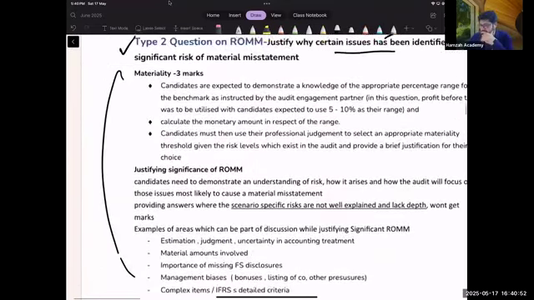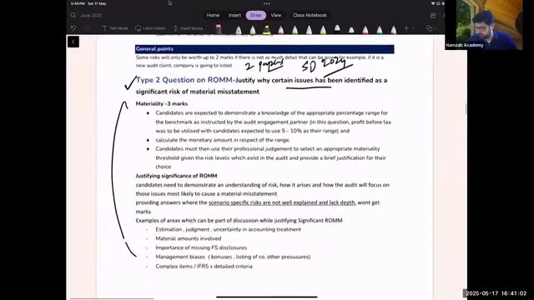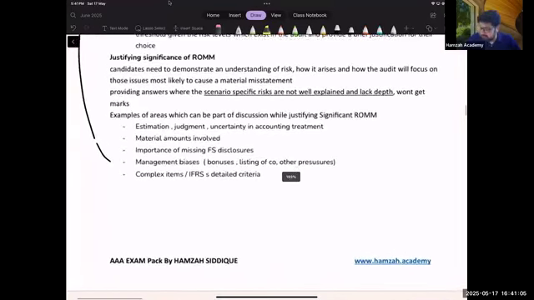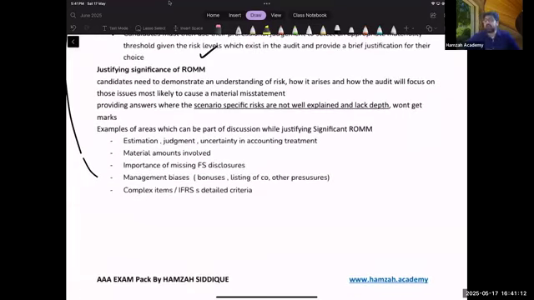Just a minute. I think there is some. Yes. Justifying significance of risk of material misstatement. So the candidate needs to apply and demonstrate the understanding of risk, how it arises, how the audit will focus on those issues which are likely to cause misstatement. Providing answers where specific points are not well explained and lack depth won't get marks.